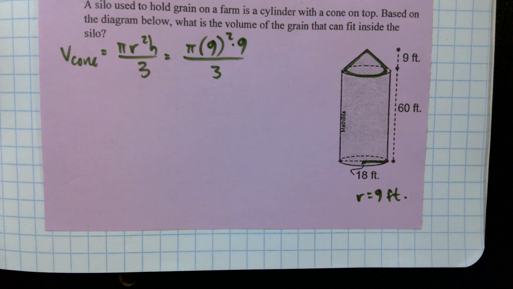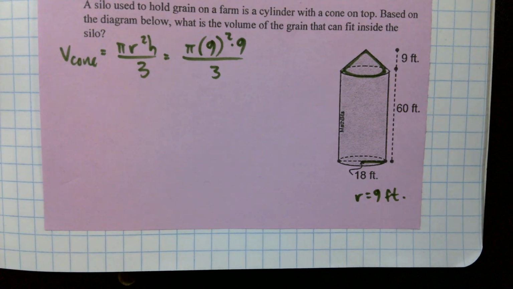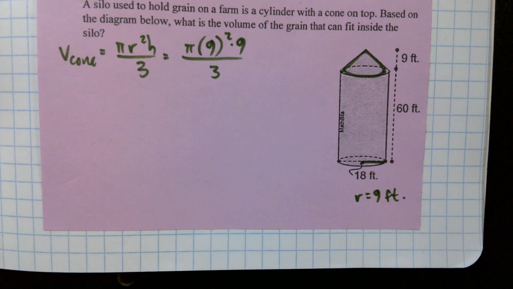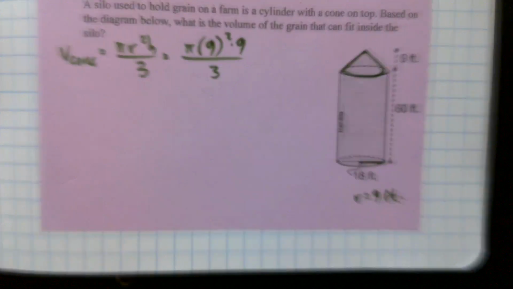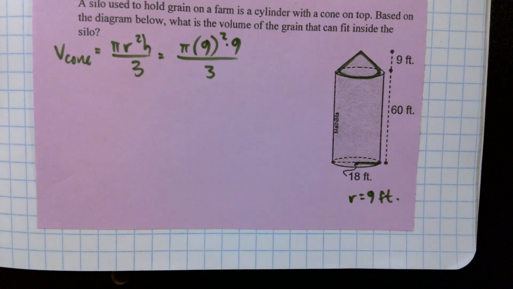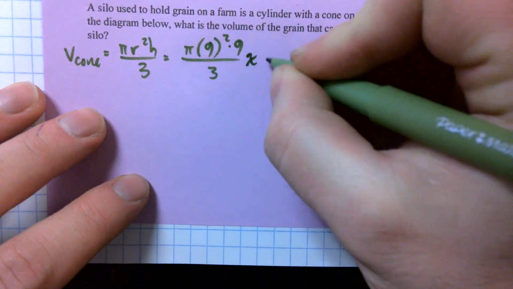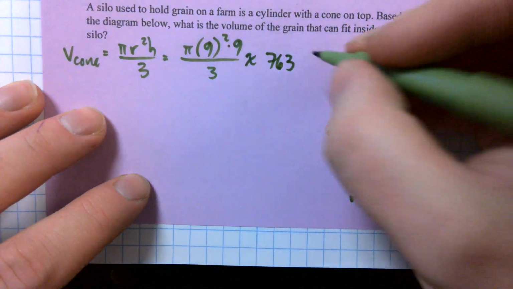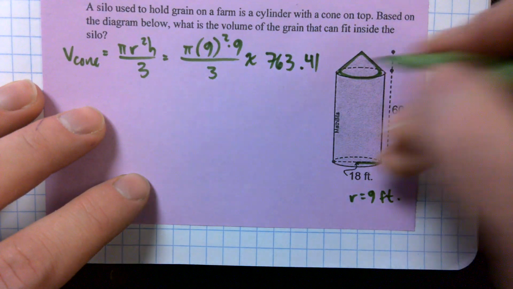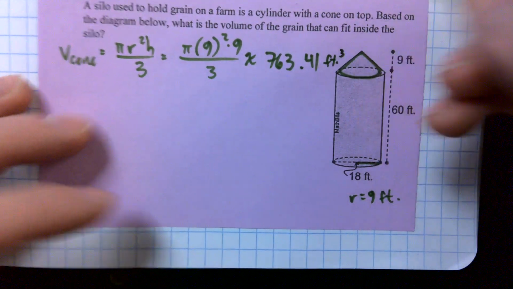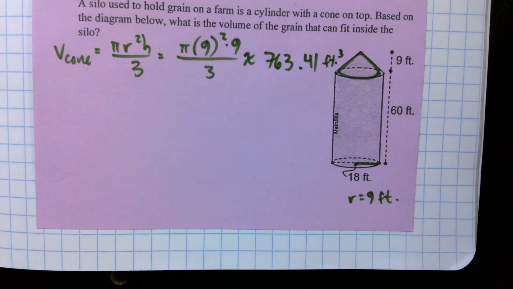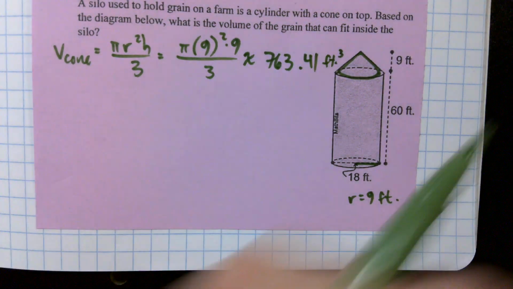Let's see what that comes out to. 9 squared is 81. 81 times 9 is 729. Divided by 3 is 243. Times pi is 763.41 feet cubed.